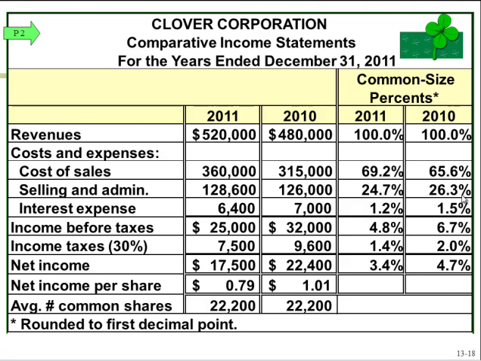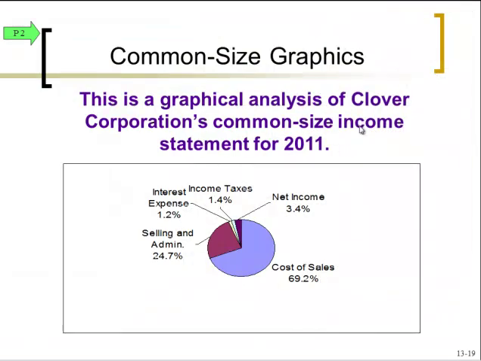The income statement, it's the exact same thing except that we're comparing everything to revenues. So for example, our cost of sales for 2011 was 69.2% of our total revenues. Our net income was only 3.4% of the total revenues. With vertical analysis, it makes more sense to use a pie chart type setup to compare everything for the visual representation. Here you'll see this big piece of the pie was cost of sales. The next biggest was selling and administrative. Then we had several smaller pieces.